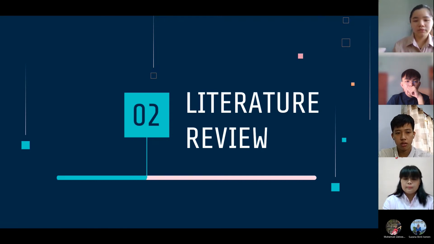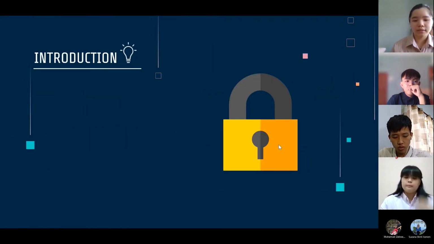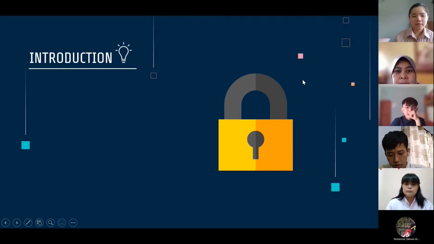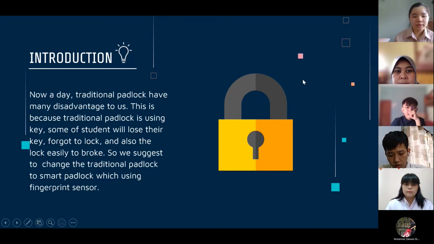The literature review. The introduction. Nowadays, traditional padlocks have many disadvantages for us. This is because a traditional padlock uses a key, and some students will lose their key, forget to lock, or the lock can easily be broken. So we decided to change the traditional padlock to a smart padlock, which uses a fingerprint sensor.